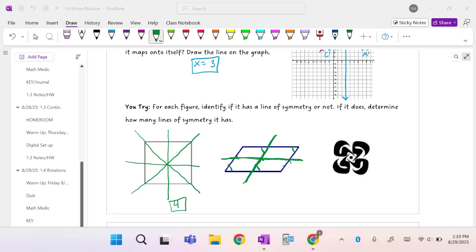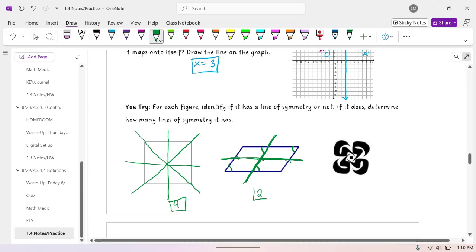Because same concept, they will reflect, and because of the parallel line properties cut by a transversal, it works. But we can only use those lines of reflection if they are parallel to 2 of the sides. So this one only has 2 lines of reflection.